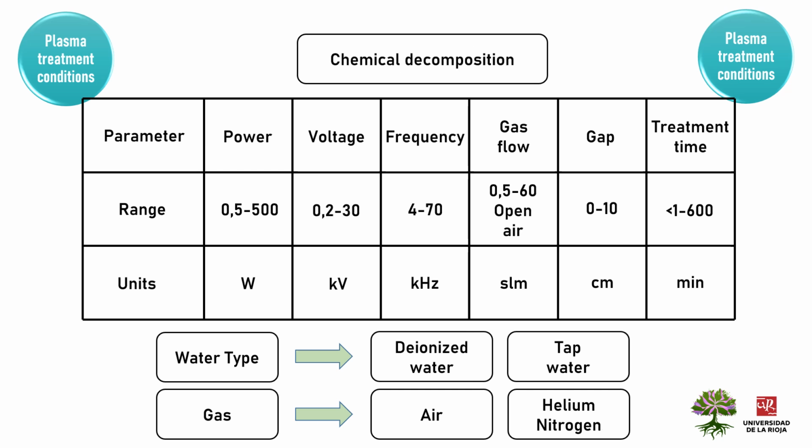Finally, for chemical decomposition, the parameters are those ones. In this case, only deionized and tap water are used, and air, helium, and nitrogen are the most extended gases.